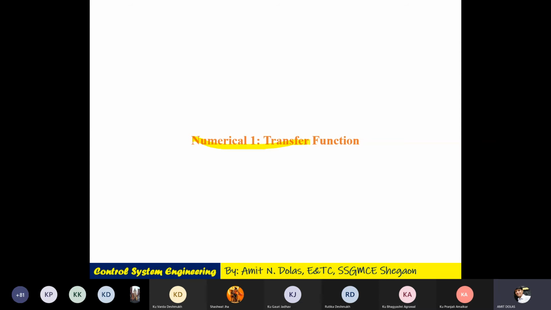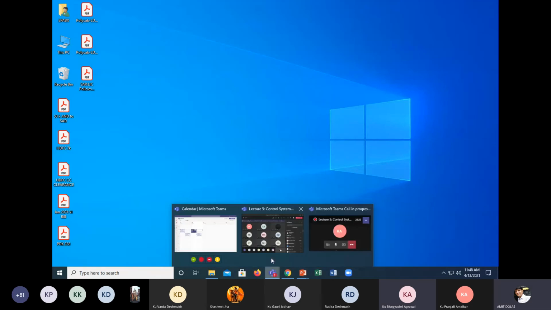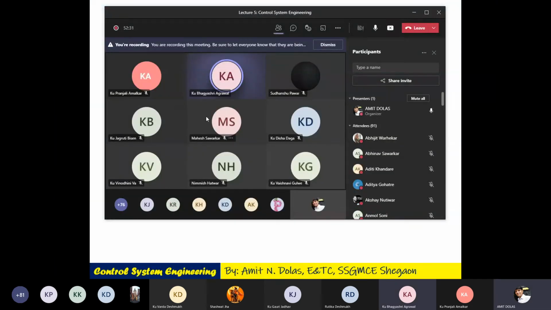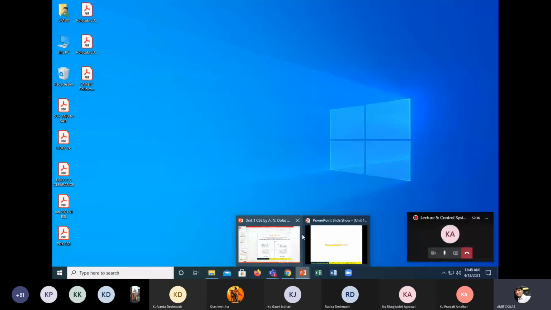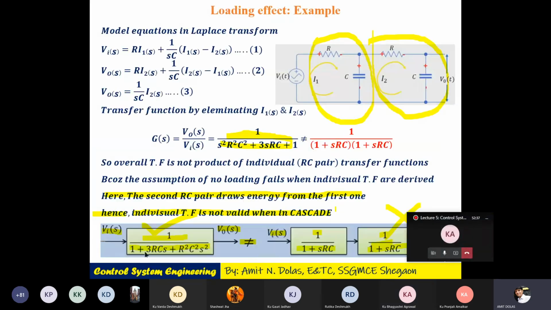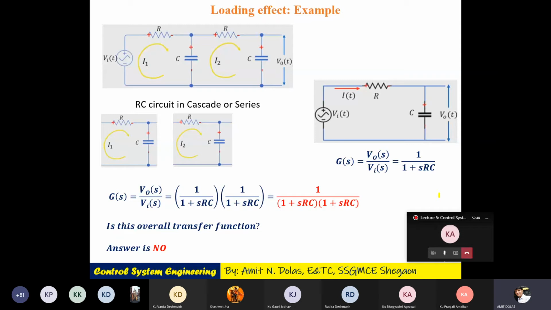Sir, So numerical, yes. सर एक डाउट था वो प्रीवियस क्वेश्चन में. Loading effect वाला. Yes sir. Yes, Bhagyashri. Okay, we'll go back. No worry. Let me erase the ink. Okay, this one. Shall I use this one? Yeah, this is the loading effect PPT.